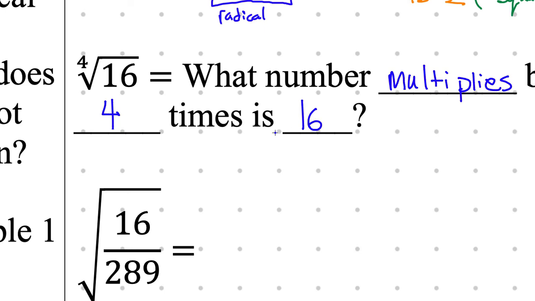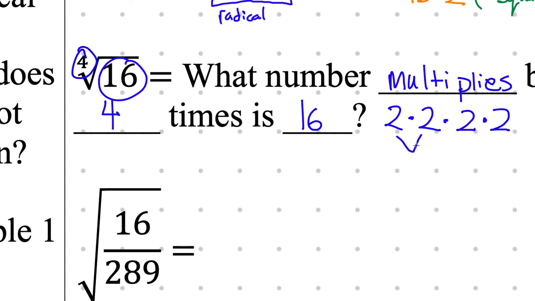So I ask myself, okay, could the number be 1? 1 times 1 times 1 times 1? Oh no, that's 1. Could it be 2? 2 times 2 times 2 times 2? Well, 2 times 2 is 4. Another 2 times 2 is 4. 4 times 4 is 16. Oh, the answer here is 16. The 4th root of 16 is 2 because 2 multiplied by itself 4 times. 2 times 2 times 2 times 2. If I multiply by itself 4 times, 2 times 2 is 4. 4 times 2 is 8. 8 times 2 is 16. Oh, the 4th root of 16 is 2 because 2 times itself 4 times.